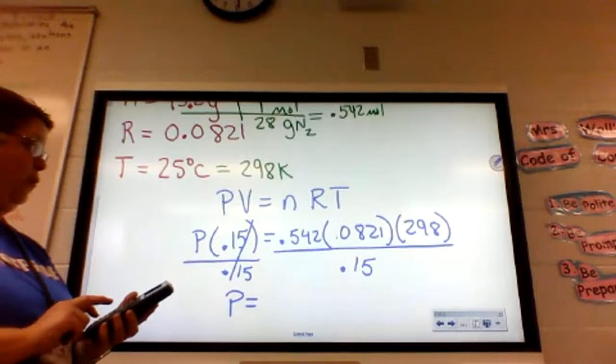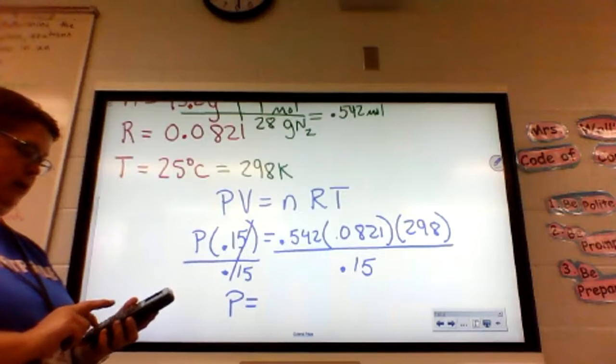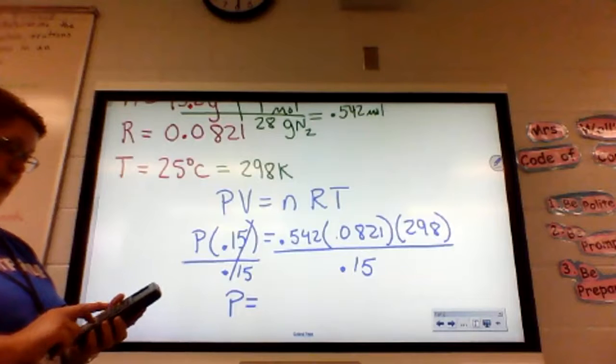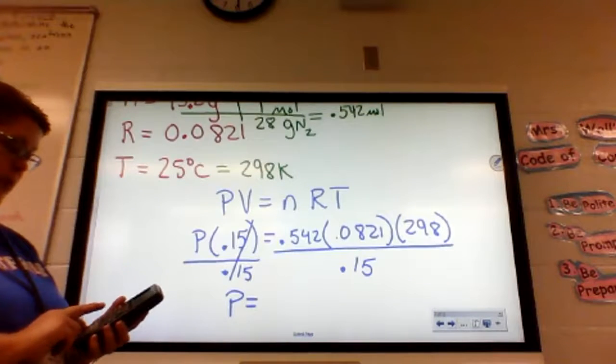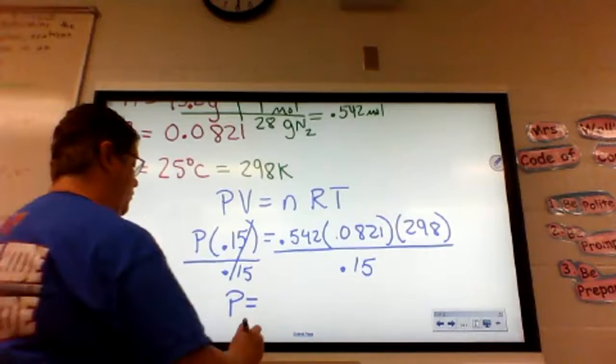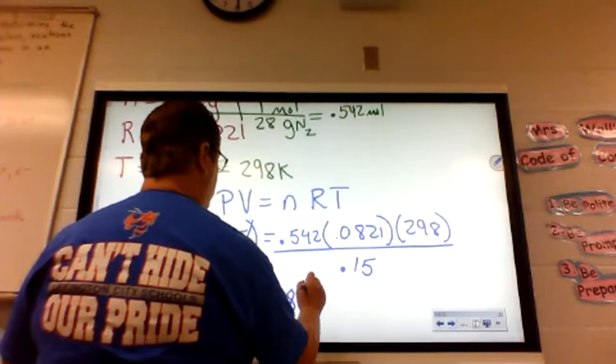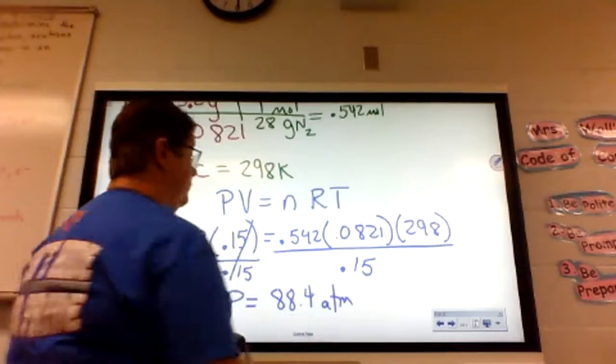So 0.542 times 0.0821 times 298 divided by 0.15. 88.4 ATM. And we write ATM on the end.